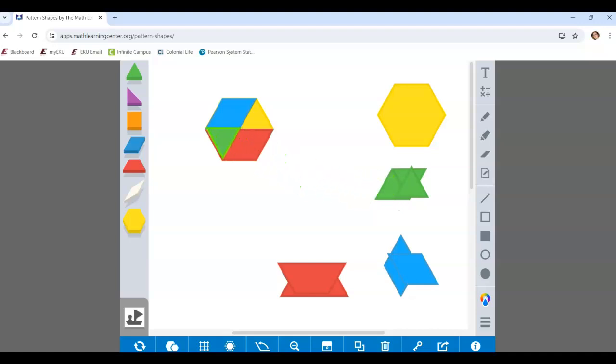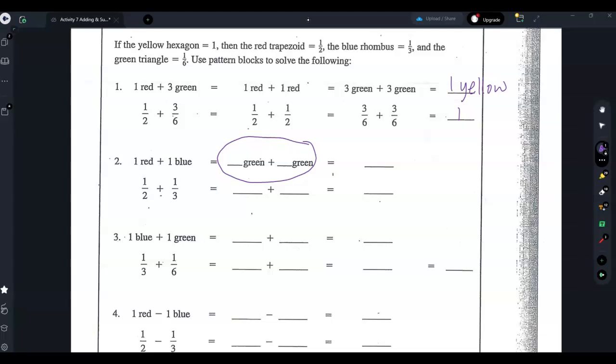So 1 red is actually equivalent to 1, 2, 3 greens. And then 1 blue is equivalent to 1, 2 greens. So this problem really becomes 3 greens plus 2 greens, which of course we know is 5 greens. So that's more simple, right? 3 green apples plus 2 green apples is 5 green apples. In this case, it's green triangles, but same idea.